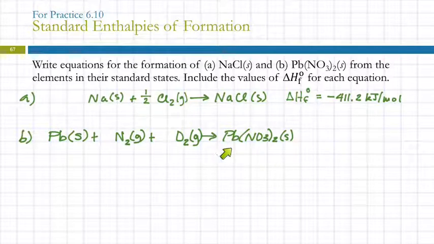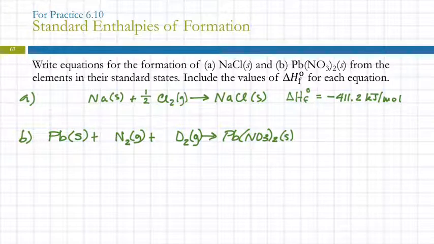So here there's 1 mole of lead and 1 mole of lead. So far, so good. How many moles of nitrogen? 2. And how many moles of nitrogen over here? Also 2. Great. How many moles of oxygen? 6, right? And over here I have 2.